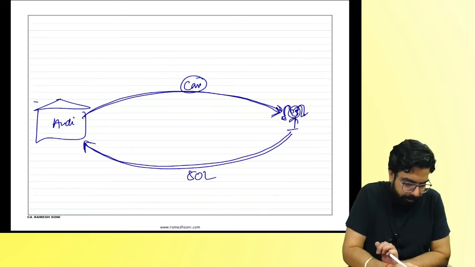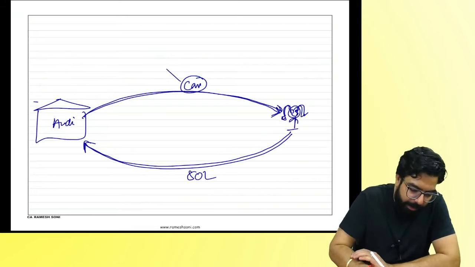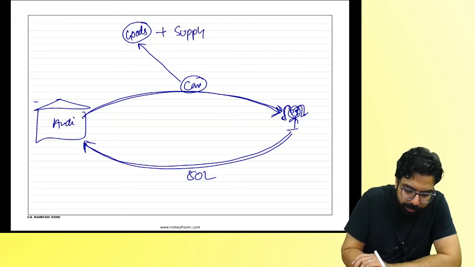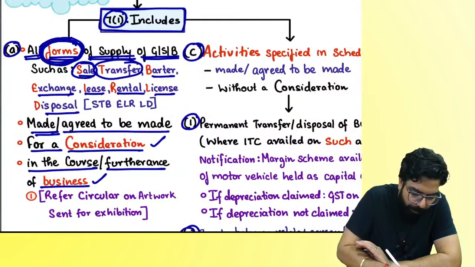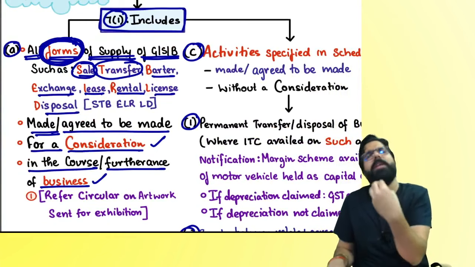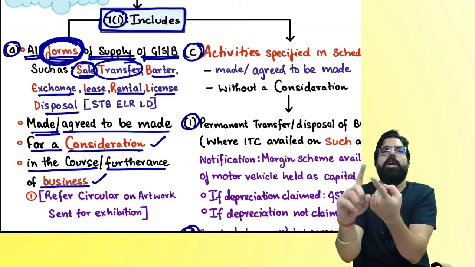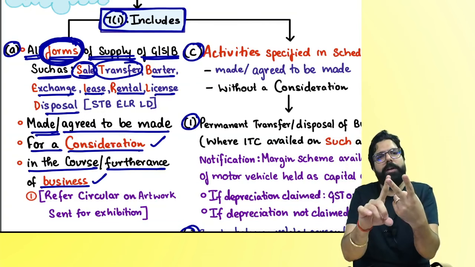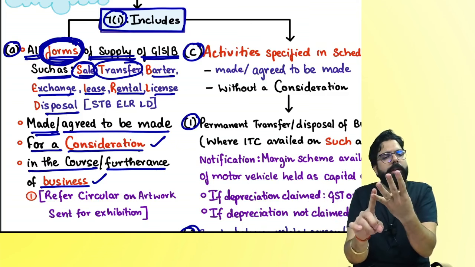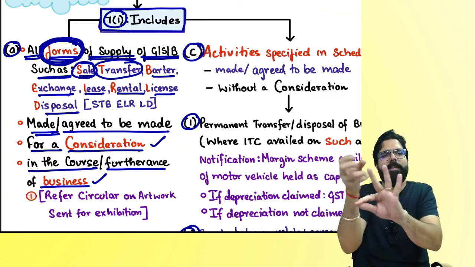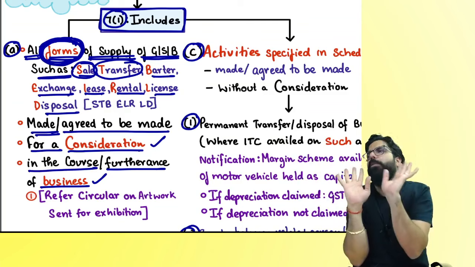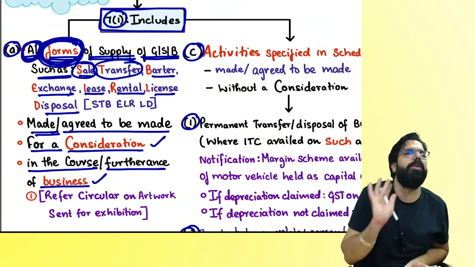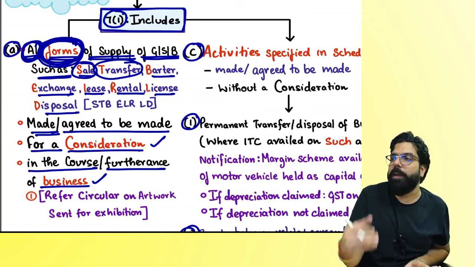My question here is, is it supply? First of all, you have to see whether it is goods or service. Okay, first step cleared. Second step, you have to see whether it is supply or not. In supply there are three important things. Number one, it has to be a form, meaning an activity. Whether you call it sale, transfer, barter, exchange, lease, license, rental, disposal, whatever name you give, it has to be an activity. All forms, all activities, are included.